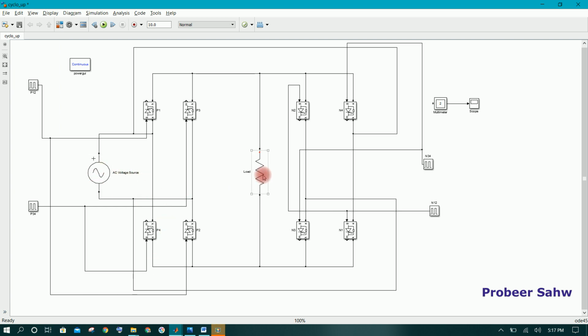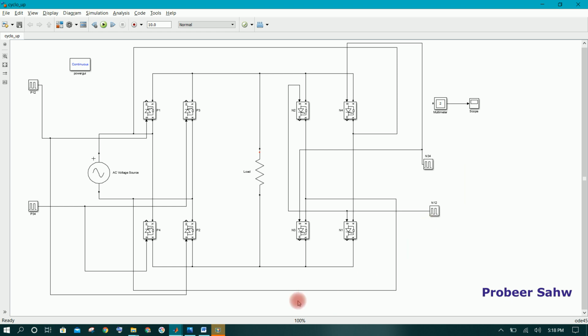So we have source, load, thyristors, pulse generator to provide gate pulses to these thyristors, multimeter to measure the source and load voltage, scope to display these measurements, and Power GUI to make the circuit work. But one thing is missing, and that is configuring these pulse generators, and that is the tricky part. We must first edit or change the parameters of these pulse generators to obtain the output required.